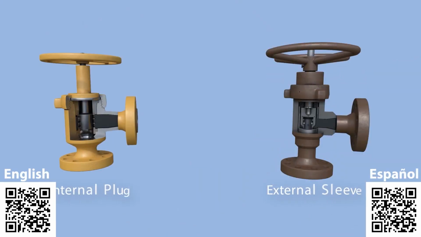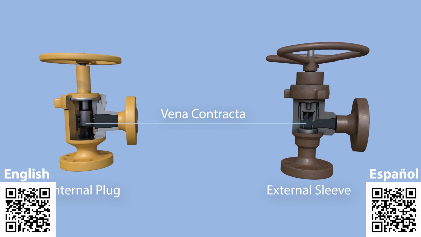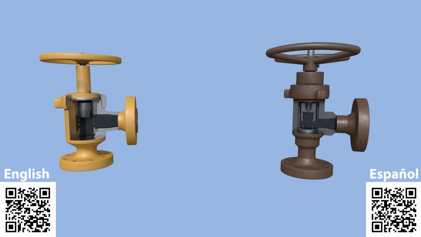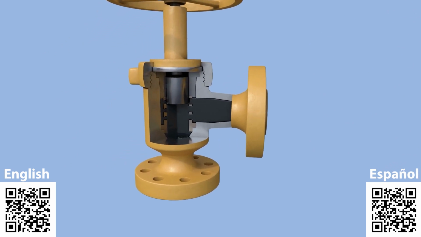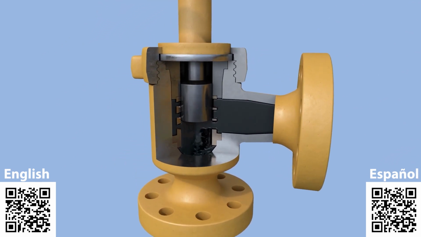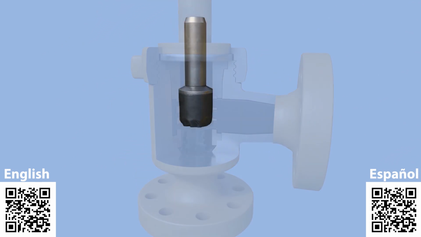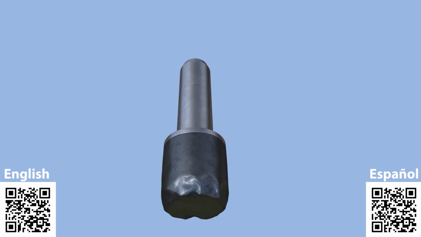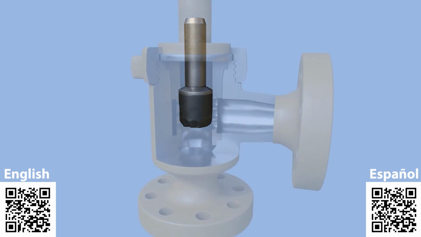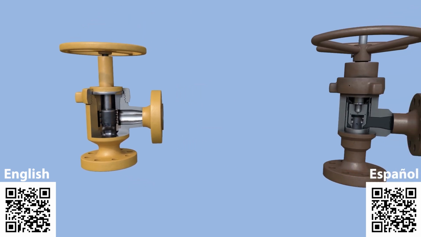As the fluid began to move towards the vena contracta, where the diameter of the stream is smallest, the fluid in the internal plug design accelerated in the cage port and directly impinged onto the exposed internal plug, resulting in an extensive material loss. The seat integrity of the internal plug was lost within 30 minutes.